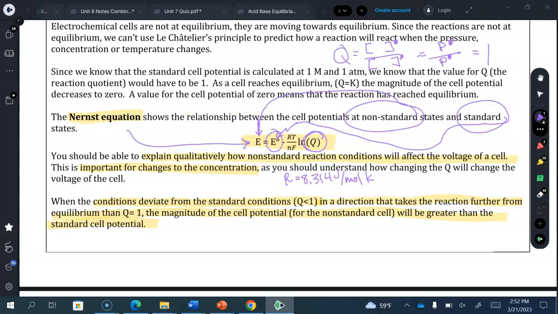You should be able to explain qualitatively how non-standard reaction conditions will affect the voltage of a cell. I do not think that you will be asked to do the calculations for this. This is important for changes to the concentration, as you should understand how changing the Q will change the voltage of the cell. And that's going to be in some of the practice problems, so we'll get there, guys. When the conditions deviate from standard conditions, so Q is less than 1 in a direction that takes it further from equilibrium than Q equals 1, the magnitude of the cell potential is greater than the standard.